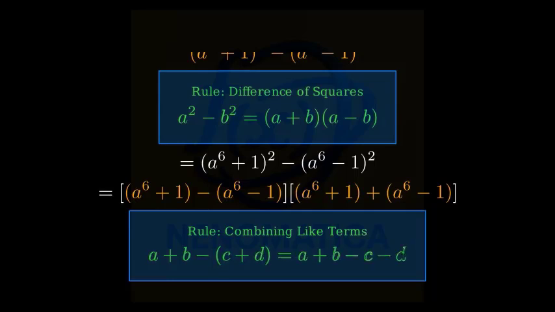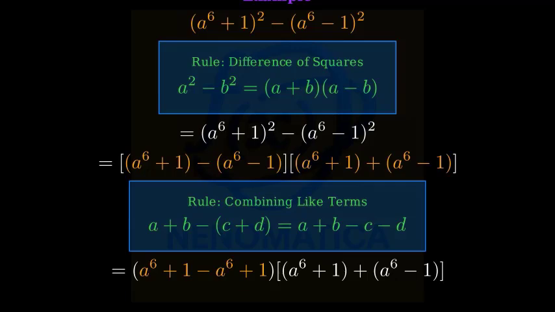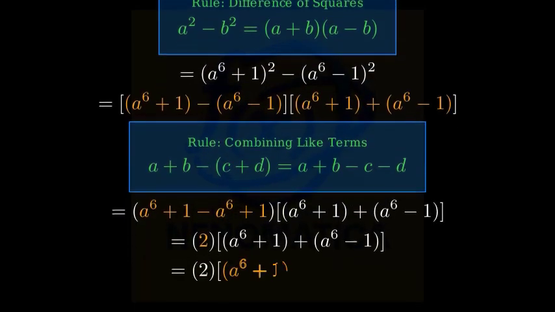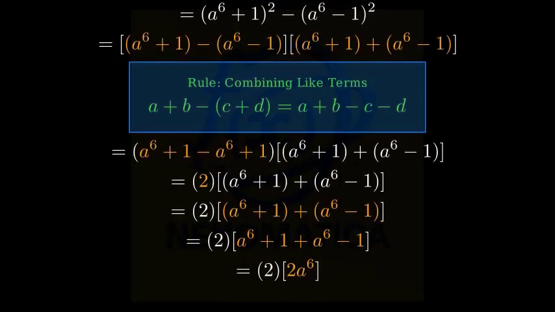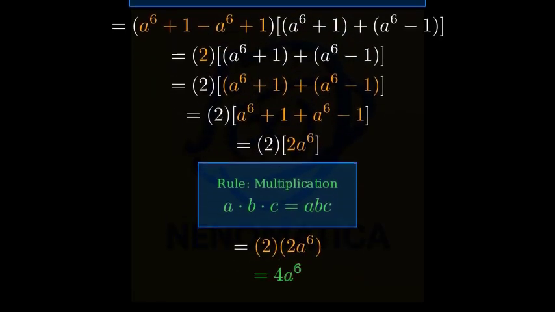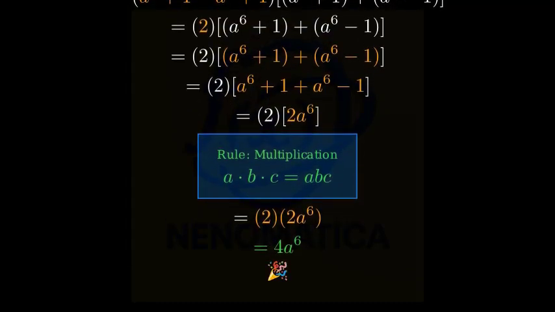Now, let's simplify the expressions within each bracket. Looking at the first bracket, a to the power 6 plus 1 minus a to the power 6 minus 1, we can combine like terms. The a to the power 6 terms cancel out, and we're left with 1 minus negative 1, which gives us 2. Now, let's simplify the second bracket. We have a to the power 6 plus 1 plus a to the power 6 minus 1. Combining like terms, we get 2 times a to the power 6 plus 0, which is just 2a to the power 6. Finally, we multiply the terms together. 2 times 2a to the power 6 equals 4a to the power 6. Perfect! We've successfully simplified our expression.